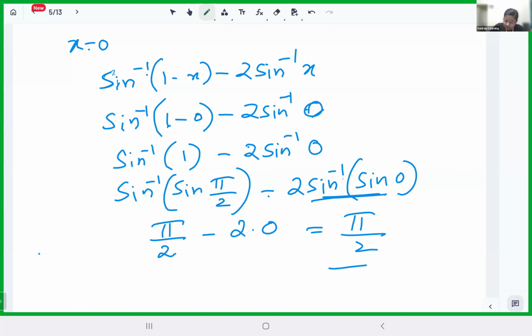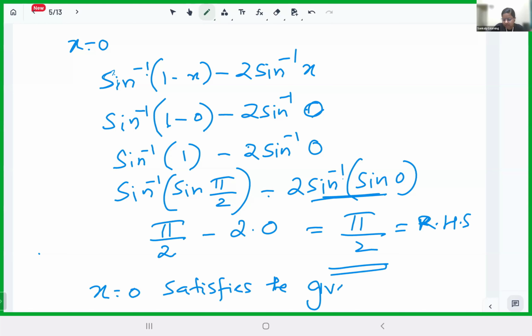So this was our RHS of the equation, right? So we got the RHS, which means x equal to 0. This implies that x equal to 0 satisfies the given equation. So x equal to 0 is the answer. All right. Now we are moving on to the next question.